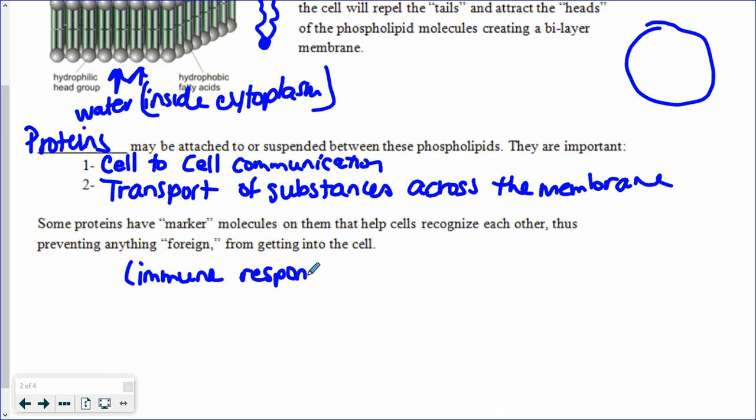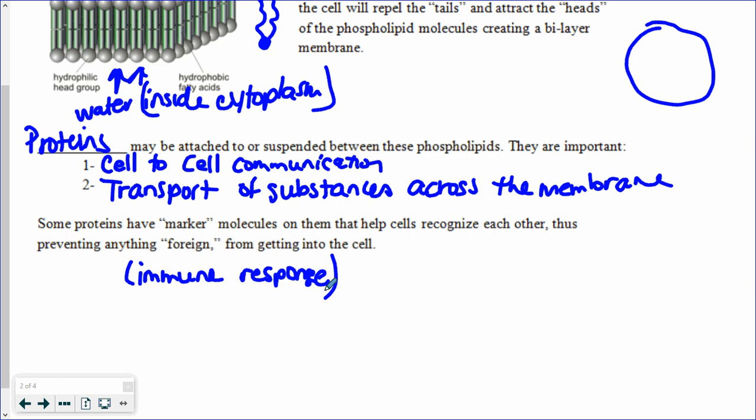So if a white blood cell recognizes something that is not a part of the body, so it has different proteins on the surface of the cells, those are called antigens. A white blood cell can recognize that and start an immune response if it recognizes that something is a foreign substance to the body or a foreign cell. And so your body is recognizing bacteria and viruses and fighting them off as they go.